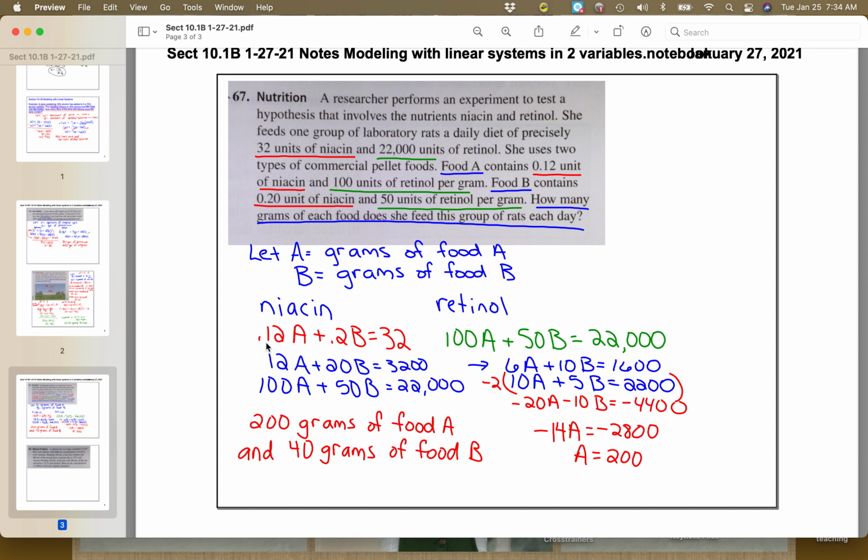Then I did decimal busters, multiplied by 100 to do that. Did a little bit of simplifying there. I think it looks like I divided out a 2 and got this equation here. I took my retinol equation and it looks like I divided out a 10 to get this equation here. And then I just did some properties that we have for the elimination method and solved A equals 200, which means we have 200 grams of food A and 40 grams of food B, because you can just plug that into either one of the equations to solve for food B.